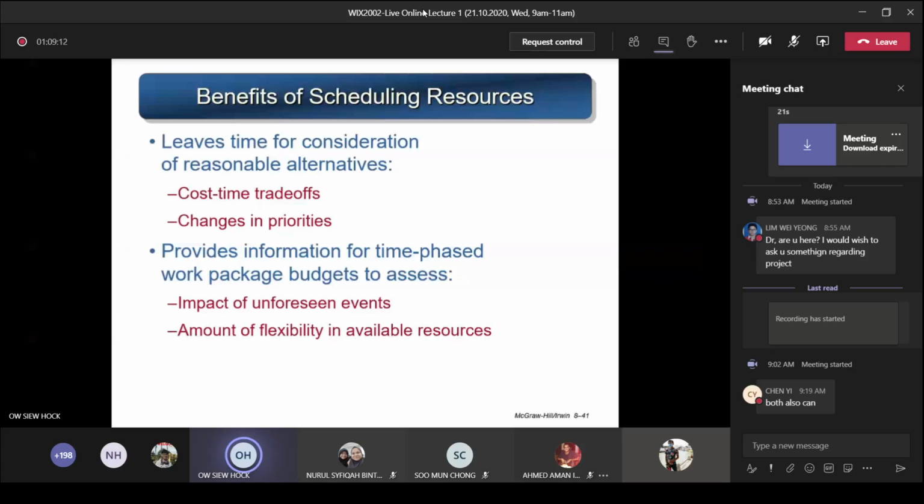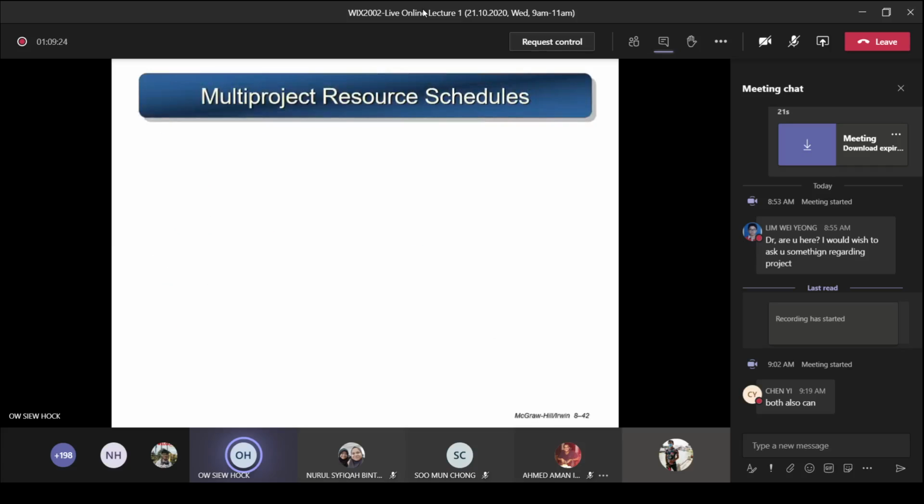Okay, so that's why you can see the flexibility, how many units you have, and whether you can shift it from one place to another easily or not. So these are the issues that I have to consider, the benefits of doing resource scheduling.